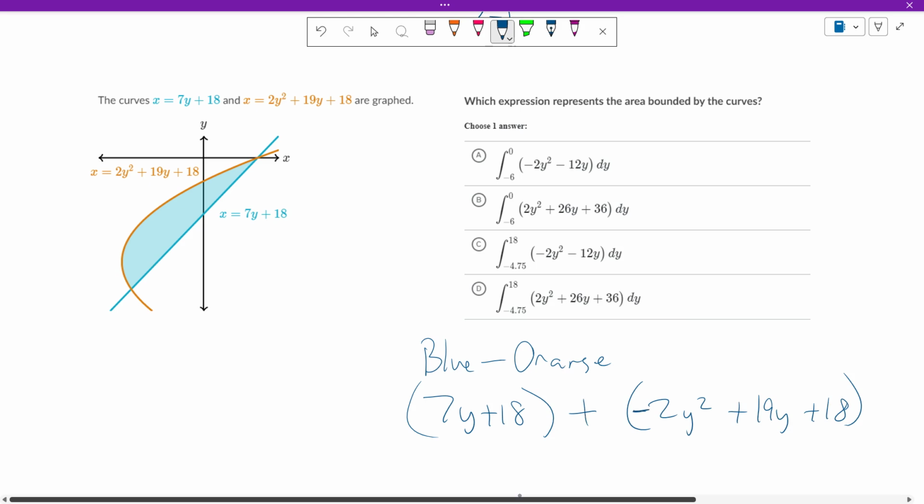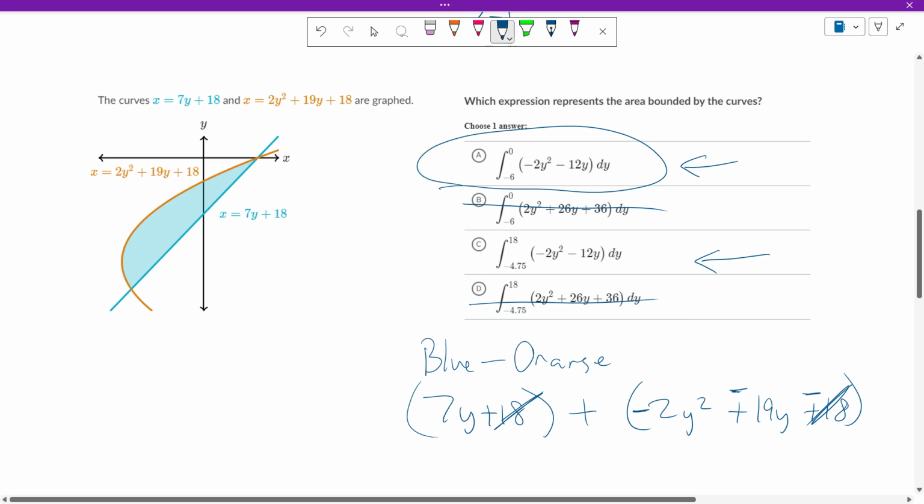Well, if we distribute the negative sign, the 18's cancel. So it's negative 2y squared minus 12y. Negative 2y squared minus 12y is either this one or this one. So it's not this, not this. So which one makes sense with the picture, A or C? A does, because it goes from negative 6 up to 0, not from negative 4.75 to 18. They cross right at 0.